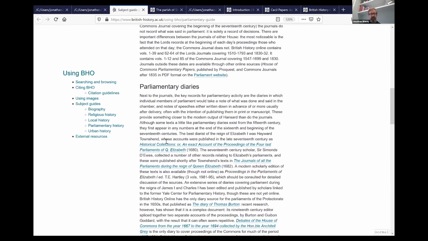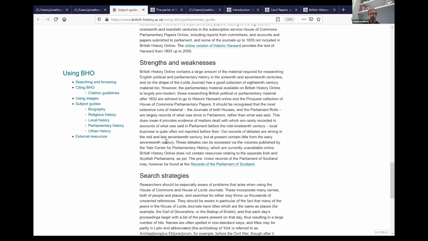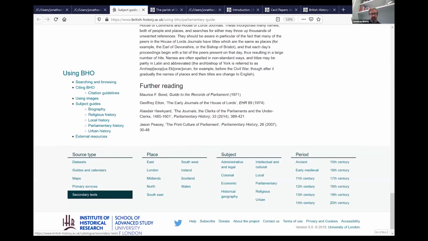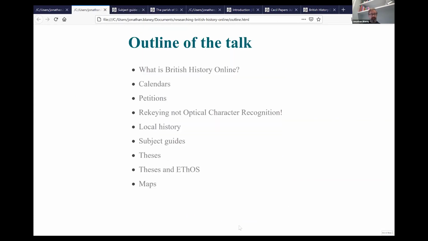And importantly, we did ask each of the authors to talk about strengths and weaknesses, because we want you to use BHO critically. We're certainly not saying it's the one-stop shop for British history. But this gives you a good sense of what is there, what's not there, and indeed, as Paul mentions, where else you can go, other sources. So please do use those subject guides.